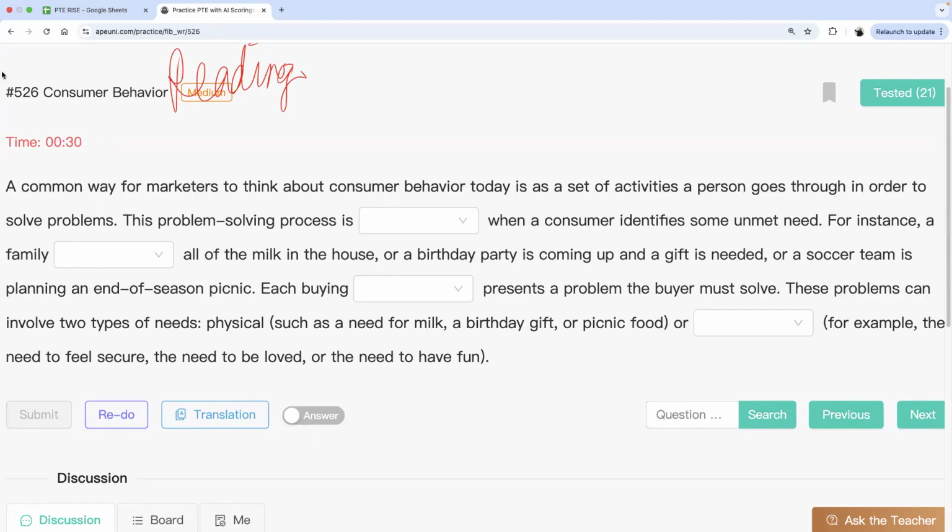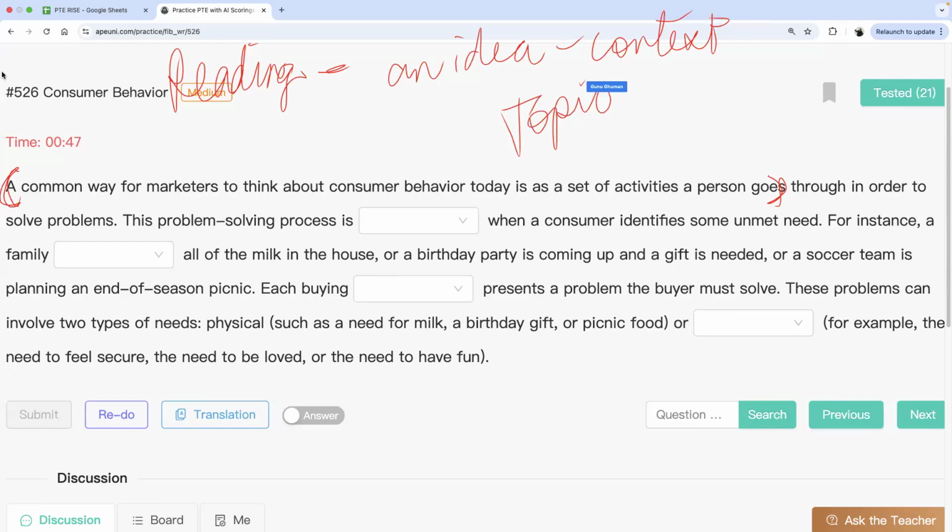Okay. So whenever we do these reading questions, the first thing we should be trying to do is read the first line a little bit, so you get an idea about the context of the paragraph. Context means topic, basically. Which subject are we talking about? Are we in geography? Are we in chemistry? Are we in bio? So let's see. A common way for marketers to think about consumer behavior today is as a set of activities. So we are in the market, like economics, okay?